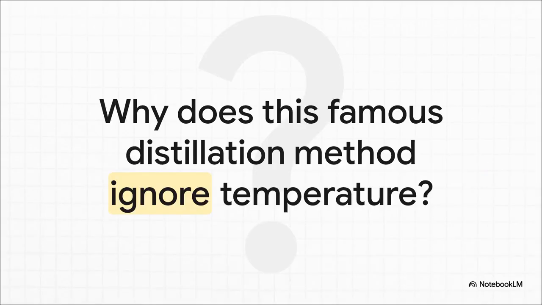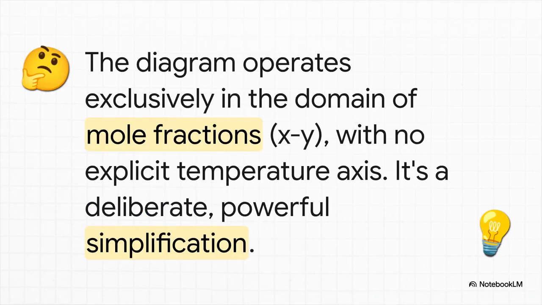We all know distillation is driven by temperature. It's what creates the vapor, it's what drives the separation. So why on earth does the most famous graphical method for designing distillation columns, the McCabe Thiele diagram, not even have a temperature axis? What's going on here? You see, the entire diagram, the whole construction, it lives exclusively in this world of mole fractions, the composition of the liquid versus the composition of the vapor.